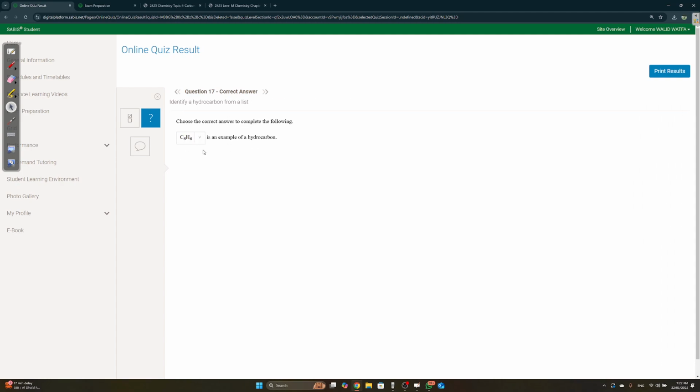Something that is an example of a hydrocarbon is obviously C6H6. The rest probably might have oxygen, might have, I don't know, sodium or whatever. Diamond and silica form giant 3D structures. What are they called? Obviously network solids.